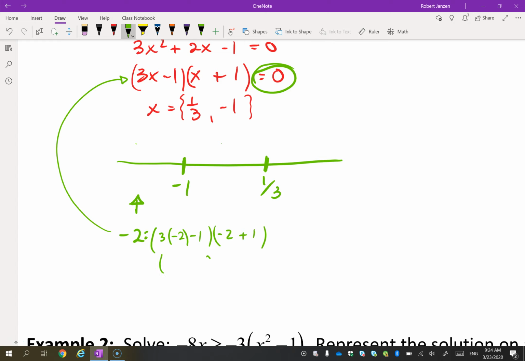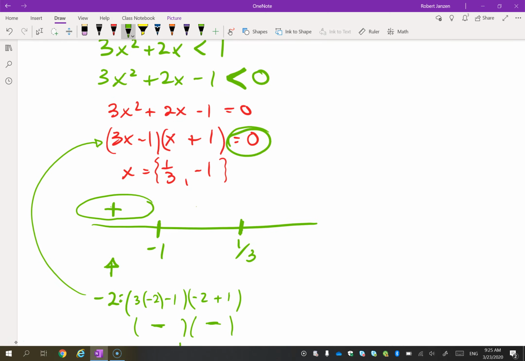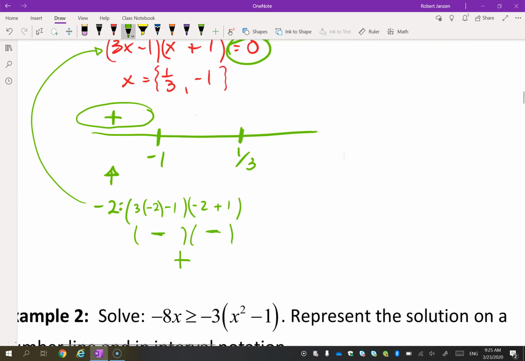So looking at this first bracket, 3 times -2 is -6, take away 1, this is negative. And here, -2 plus 1, this is negative. What's negative times negative? It's positive. So I know that this interval here is positive. Everything up to -1 will give me a positive value. Is that what I wanted? No, I wanted less than 0, not greater than 0.